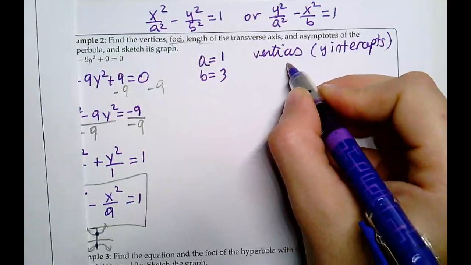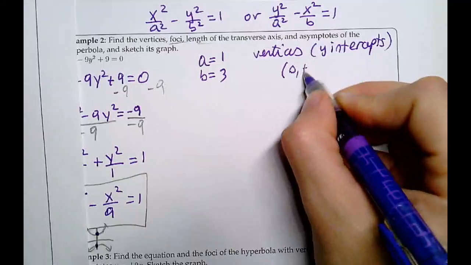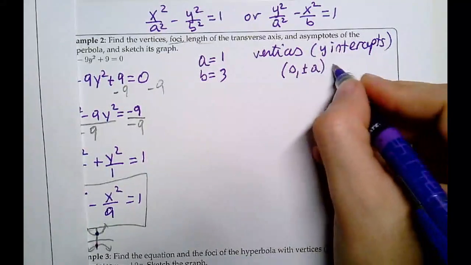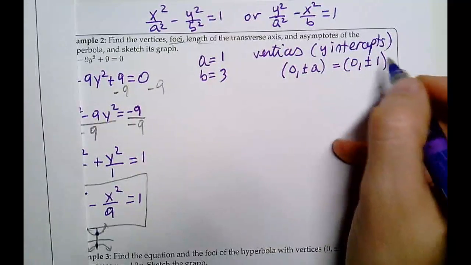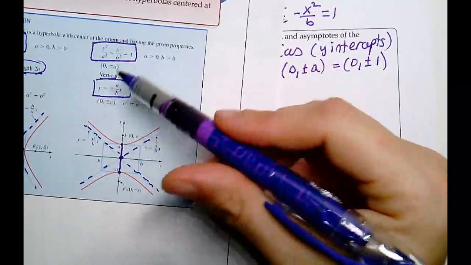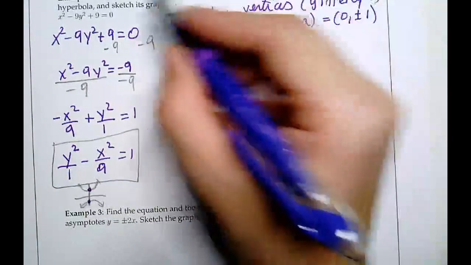And they're going to be points on the y-axis, so they have the coordinates 0 plus or minus a, which is 0 plus or minus 1. And this is stuff that is listed in here as well. So we found the vertices.